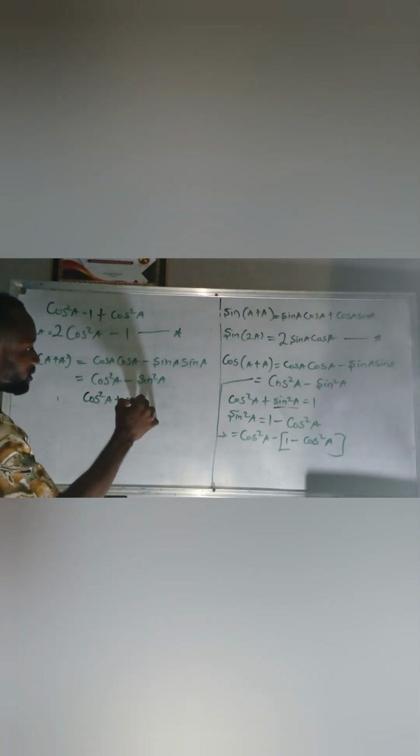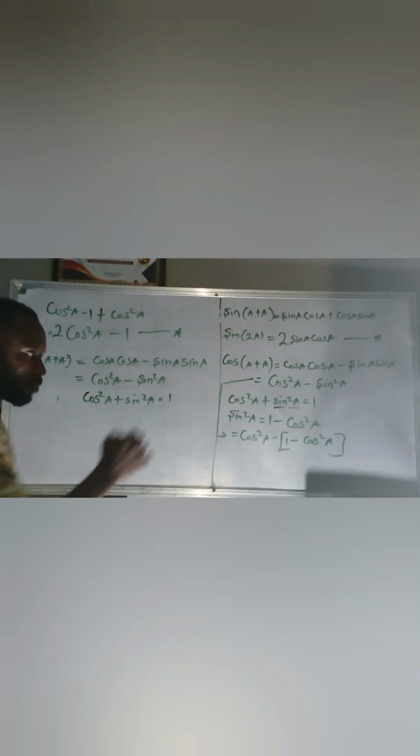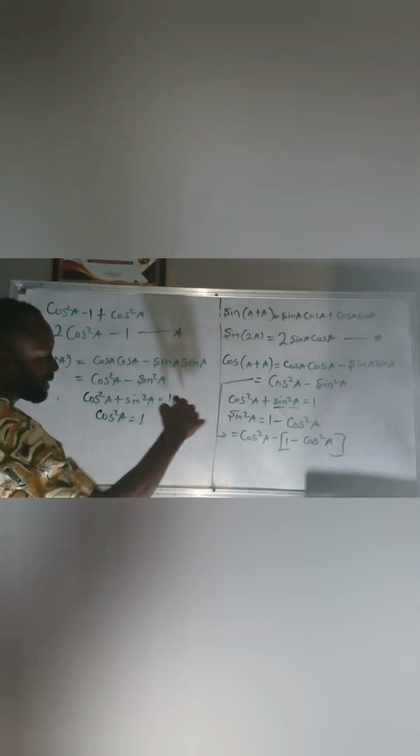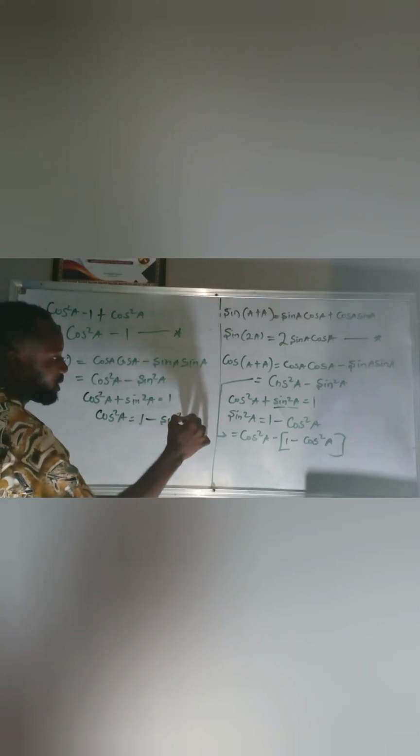And you still recall that cos square A plus sin square A is equal to what? 1, from our last video. So now I want to make this one the subject formula. In the last one, I made this the subject formula. So this will be cos square A is equal to 1, take this guy to this side, minus sine square A.